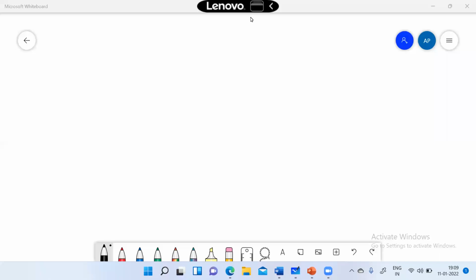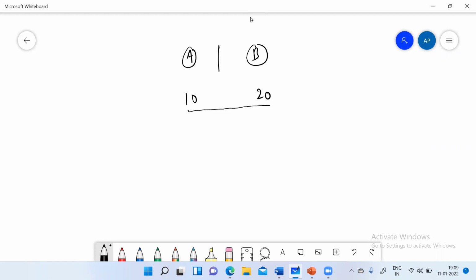So I'll keep on asking a few questions so that I can know whether you are understanding the concept or not. Let's say I have created two groups, A and B. Group A has just one member whose marks is 10, and group B has one member whose marks is 20. So what will be the combined average of A and B? We are talking about group average, which is nothing but the average of the entire observation from both groups. So what will be the average of A and B?